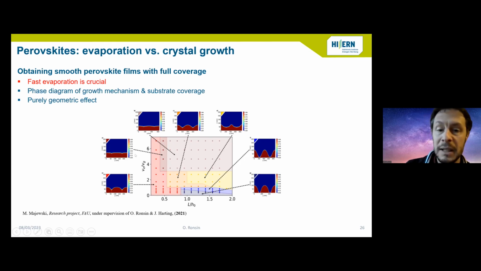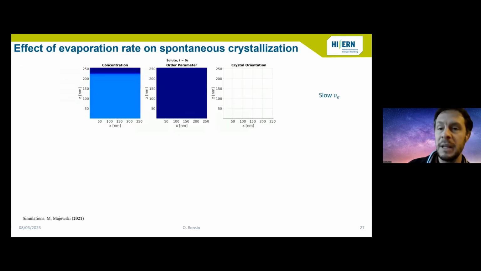And you can notice that if you want smooth films, you'd better be in the upper half of this phase diagram, which means that basically you have to evaporate fast, which is what you see experimentally. And this is here not about chemistry or whatever. This is a simple geometric effect, which is probably more general than what's happening in perovskites. Let's go a step further.